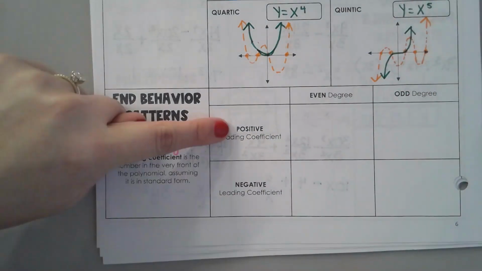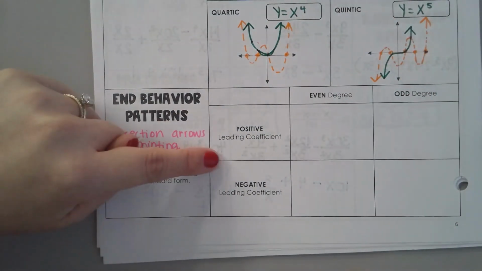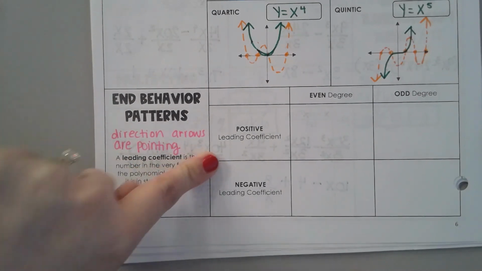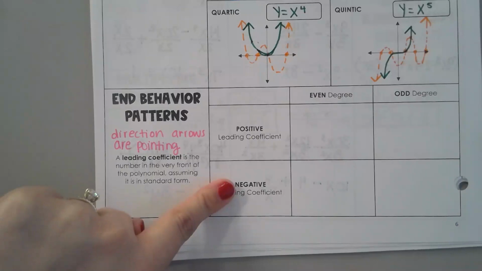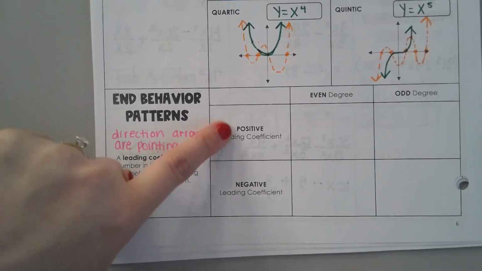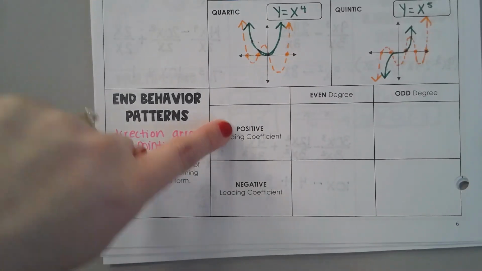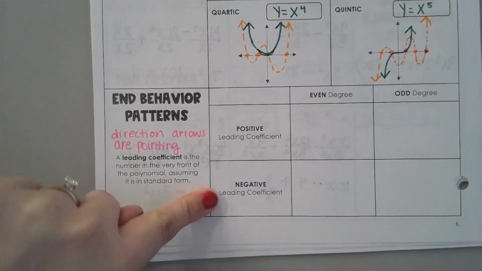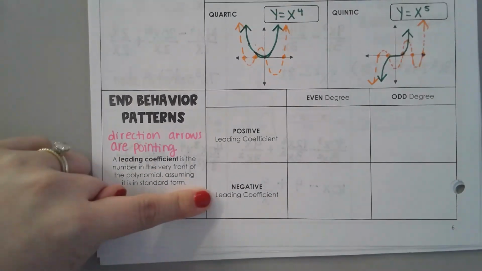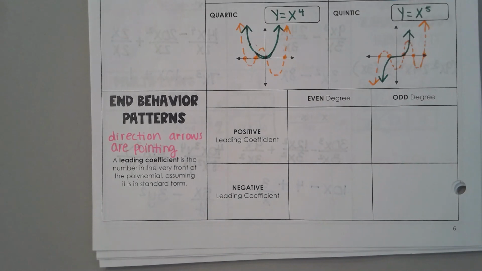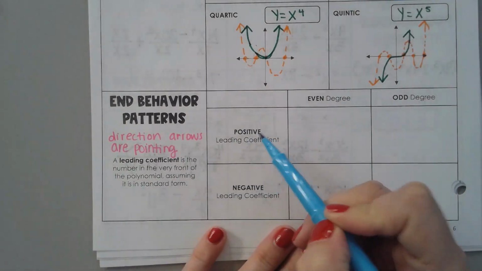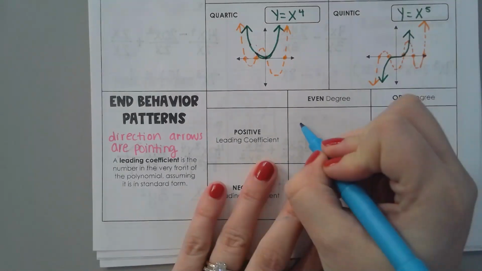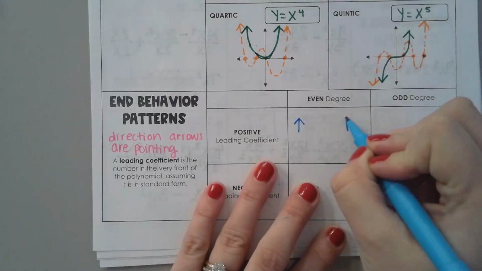And then also I look at the leading coefficient. That's the number in the front. Is that number positive or is it negative? Is it 1, 2, 3, 4, 5, 6, 7? Or is it negative 1, negative 2, negative 3, negative 4, and so on? If we have an even degree and a positive leading coefficient, both arrows point up.